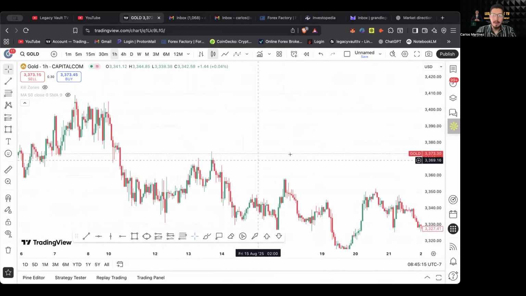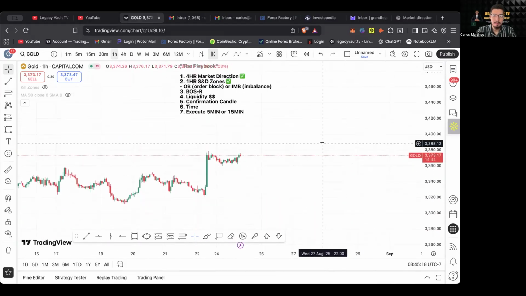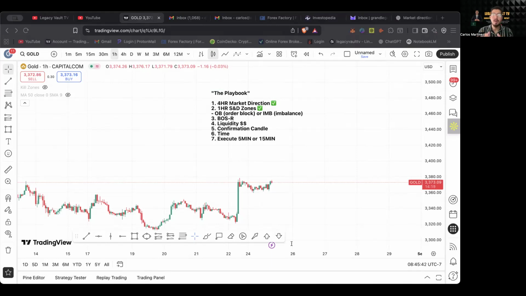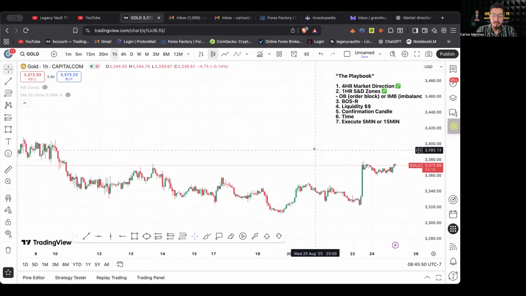And I pointed out here, OB stands for order block. IMB stands for imbalance. So an area where there's either an order block or an imbalance happening is an area of selling pressure that is strong. And when price reaches that zone, price often reverses downward when it returns to the zone. And I'll show you an example here.